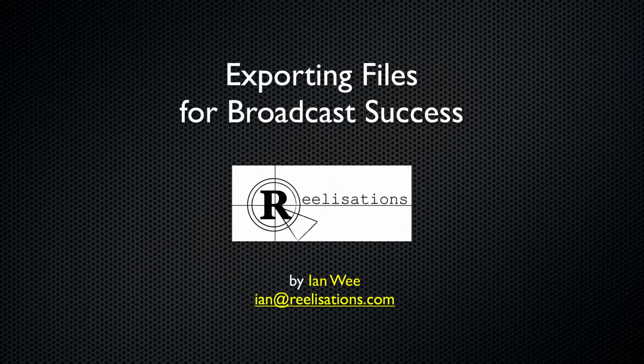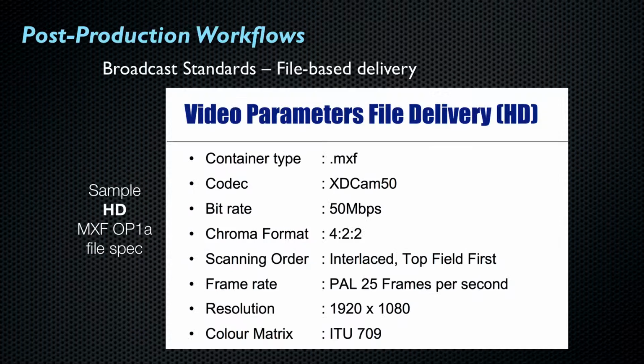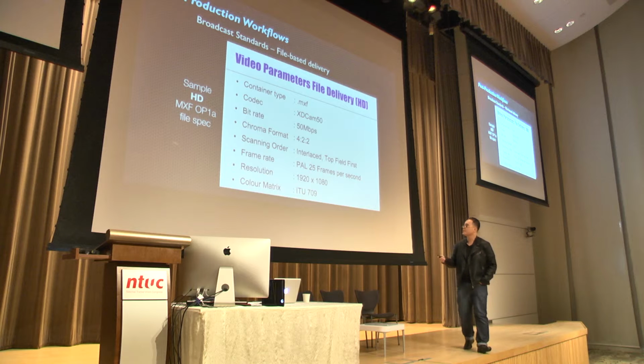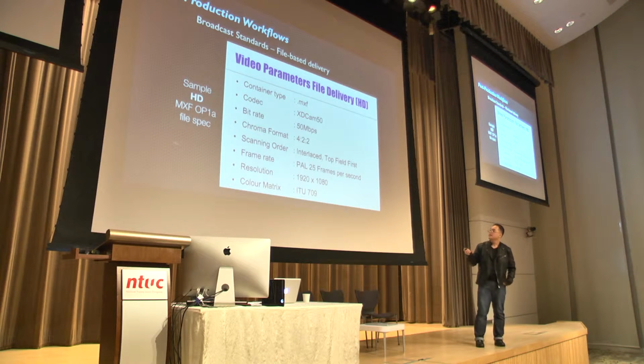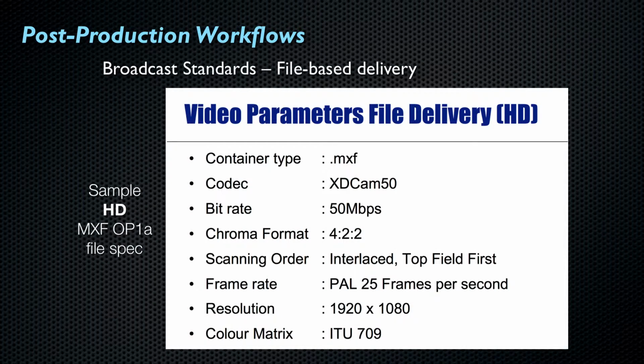Okay, so we'll talk about file exports. Export formats. So we saw this earlier just now. This is an HD MXF OP1A file spec. At first when you see it, it's like, oh, what is this exactly? In actual fact, not that much has changed from tape. The difference is that now the settings are not defaulted on your deck. You actually have to know what you're doing in terms of what you're delivering. This is actually from MediaCorp. This is MediaCorp's delivery spec. Okay, it uses something called the XDCAM 50. I'll talk to you about what that is in a short while.